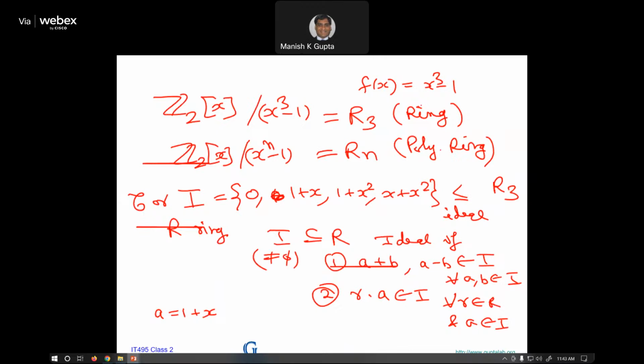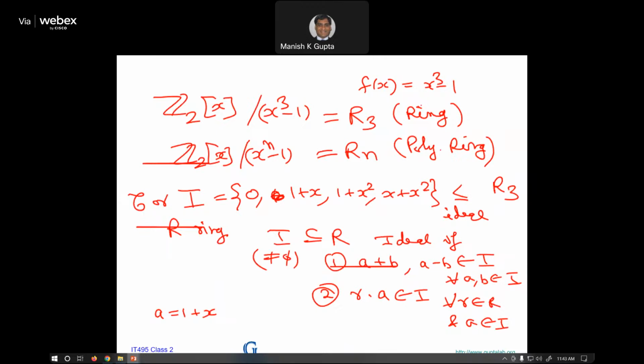Capital R, the ring, is our whole set of polynomials, all the polynomials in Z2[x], right? I have taken an element of Z2[x], multiplied with an element from I, and we are actually getting an element in I itself, right? So it is closed with respect to scalar multiplication and closed with respect to addition. Right? So such a kind of set is known as an ideal.